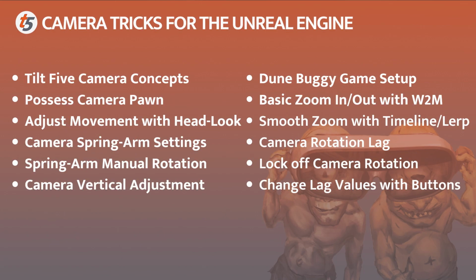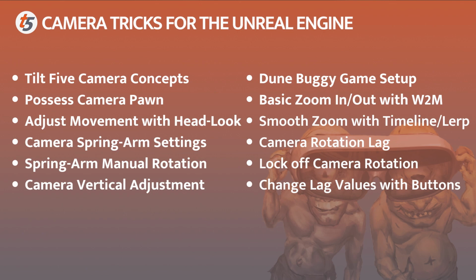So there's a lot of topics to go over, and first we're going to talk about the basic concepts and how Tilt 5 has a slightly different camera than you might be used to. Then we're going to talk about how to possess the camera and make sure that you're actually going to the right one. Then we'll be looking into adjusting movement based on head look, the settings for the spring arm, which is a really useful component.